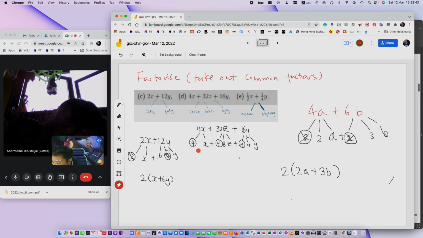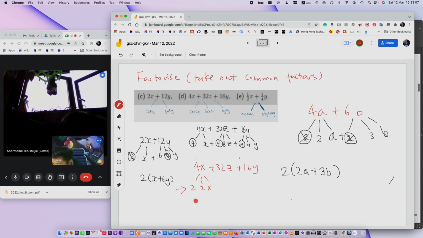So what do you observe here? For the 4x plus 32z plus 60y, why did you choose 4 and x? Why not 2 times 2 times x? Can I ask why not? Faster? What do you mean by faster? Like straight away 4 then x. Can you do 2x? Then here is also what? 16z, and then here is 30y, and then what is common? 2 is common, right?